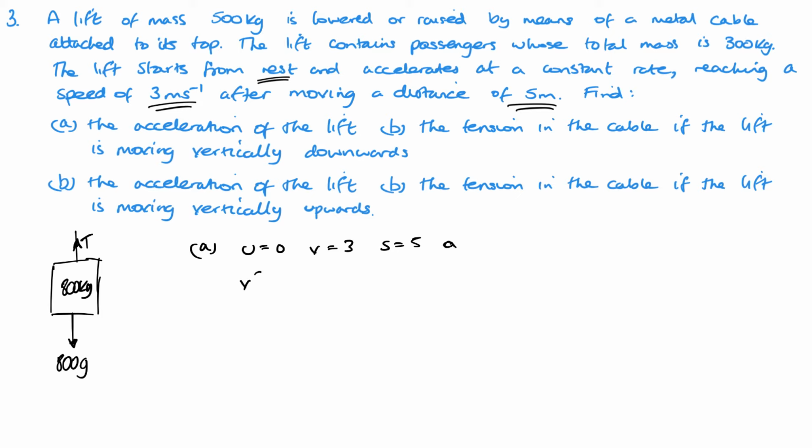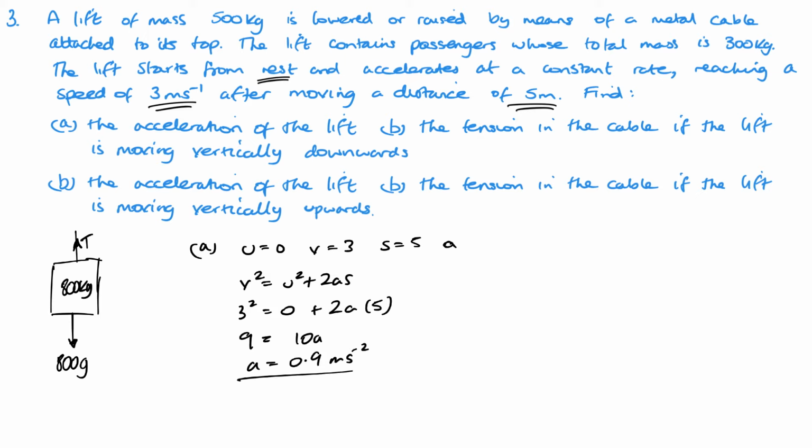So it has to be V squared equals U squared plus 2AS. So we got 3 squared equals 0 plus 2A times 5. So we got 9 equals 10A. A equals 0.9 meters per second squared.